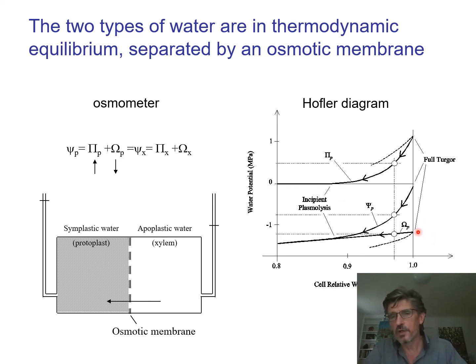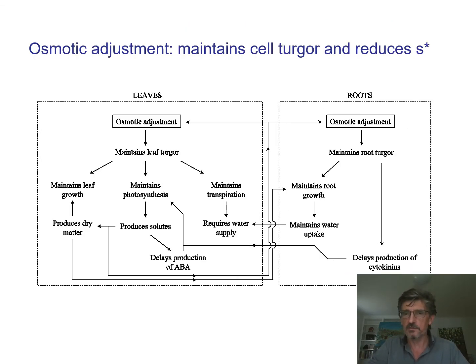The plant can do a so-called osmotic adjustment. As there is a drought, it can try to add even more solutes into the cell, so lower its osmotic potential, with the purpose of keeping the turgidity higher, the pressure higher. And this will delay the incipient problems that you had here. So they will happen, but only later on. So osmotic adjustment is actually a good way for plants to fight water stress, to maintain turgor and reduce, for example, the onset of closure of stomates, this S star.